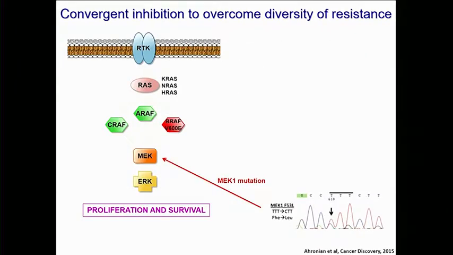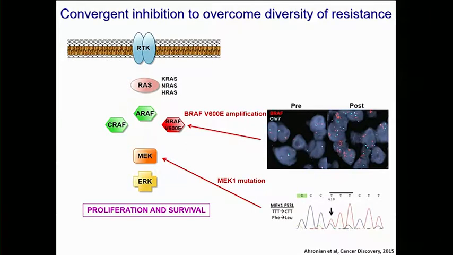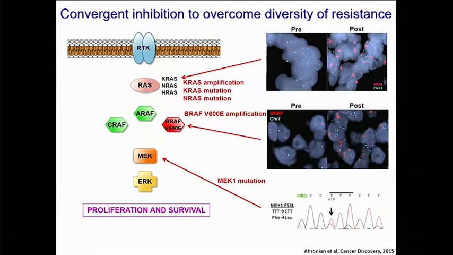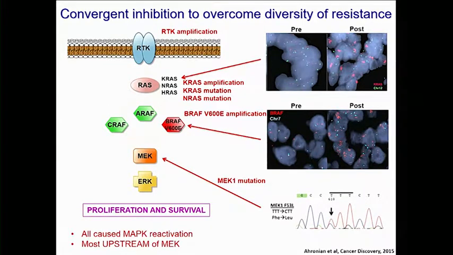And when they do, what we found is that almost everybody develops mechanisms within the MAP kinase pathway. We occasionally see MEK mutations, but we also see amplification of BRAF V600, KRAS amplification, KRAS mutation, and RAS mutation. This is very consistent with the data that Neil showed earlier. And we've also seen RTK amplification. So what we see virtually every time is that these mechanisms lead to MAP kinase pathway reactivation.